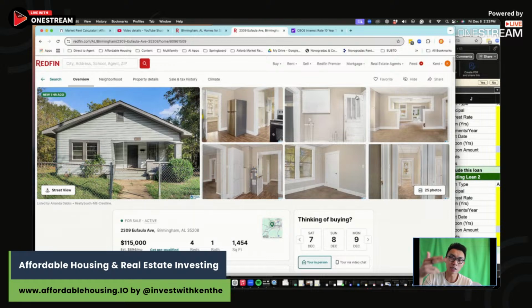Because eventually you're going to calculate ARV and you're now going to realize, hey, if I buy this property for this amount of money and I need to BRRRR it, how much does this property need to be worth for me to pull back out most of my capital?